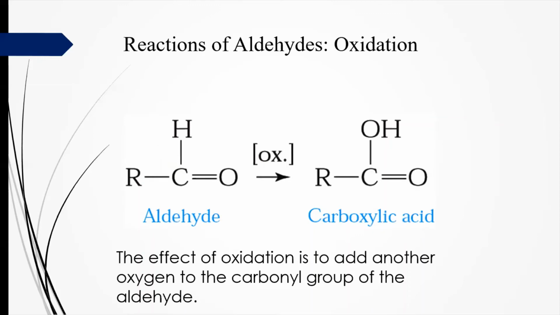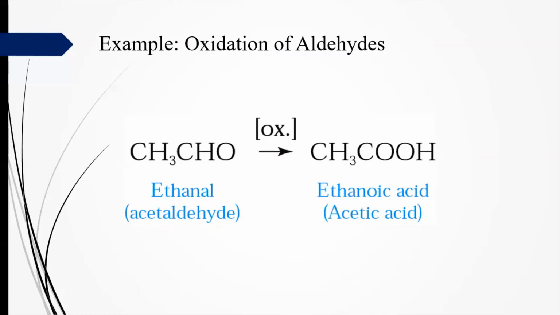The other side is if we oxidize it. If we take an aldehyde and we oxidize it, instead of turning it into an alcohol like we did when we reduced it, we're going to turn it into a carboxylic acid. So if we oxidize it, we're going to add in a hydroxyl group to it. This is an example of a reaction that might do that. We're taking ethanal, an aldehyde, and turning it into ethanoic acid.